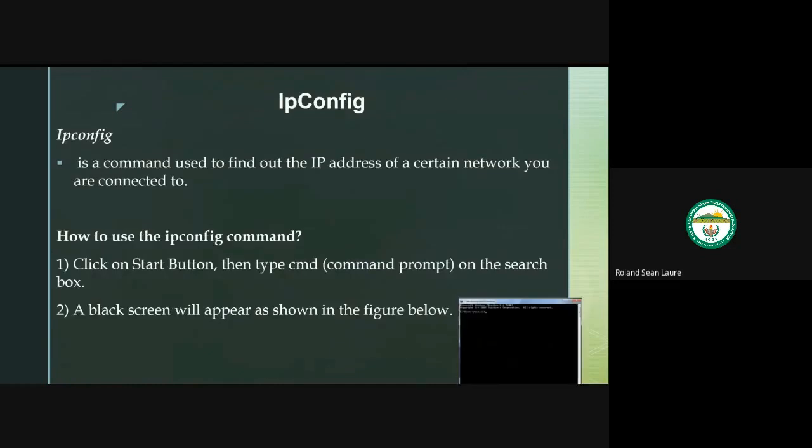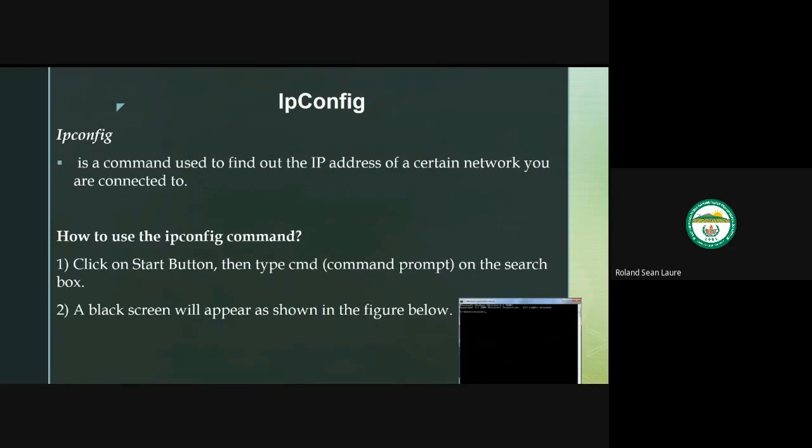Okay, next is IP configuration, or ipconfig. It is a command used to find out the IP address of the network that you are connected to. If you remember last year, you checked your IP address with this. So how do we use the ipconfig command? First, click on the start button, then type cmd, command prompt, in the search box.